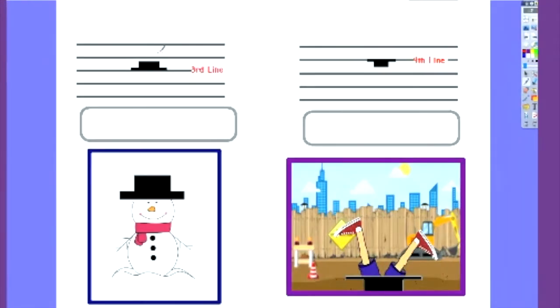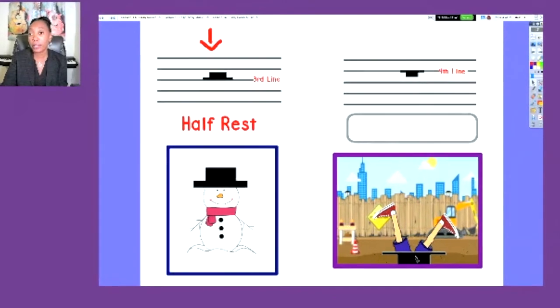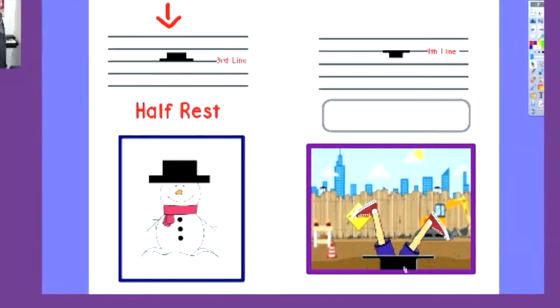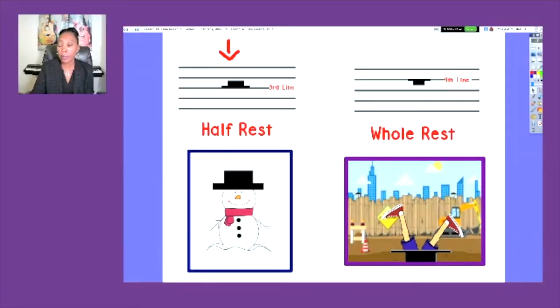So here is what kind of rest sitting on the third line? We just talked about that. When you see this rest that's sitting on top of the third line, kind of looks like a snowman hat. It makes us think of what? The half rest. Good job. And now we have the fourth line. Now we have some kind of rest hanging from the fourth line. You can think of it as a hole in the wall. I'm sorry, a hole in the ground, but it is our whole rest. Nice work. So that's a quick review.